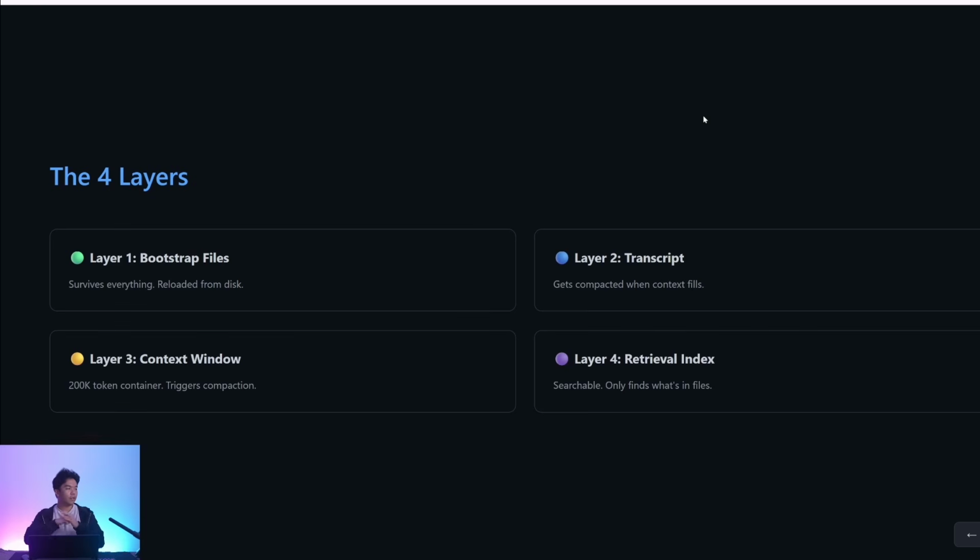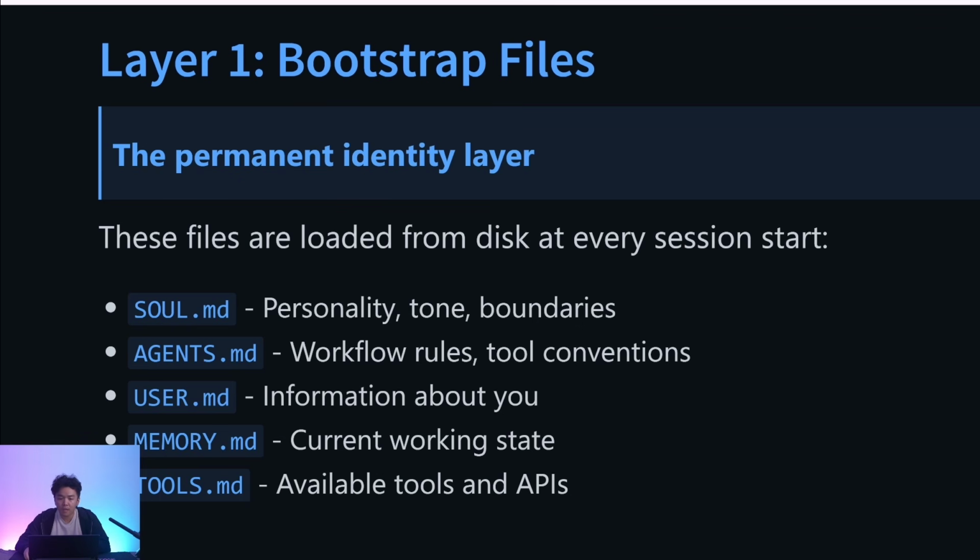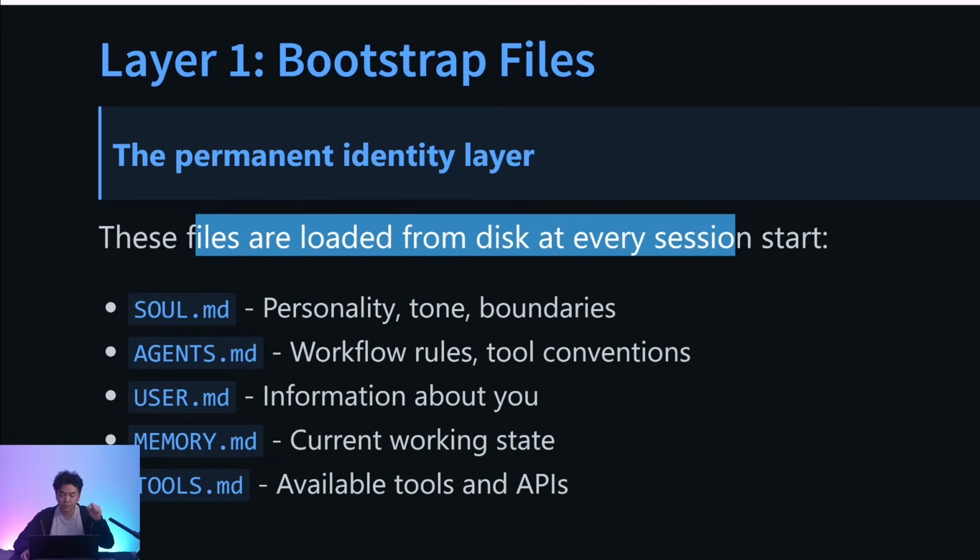So here are the 4 layers you need to know: Bootstrap files, Transcript, Context window, and Retrieval index. So let's dive into Bootstrap files first. Now, the Bootstrap files are your agent's permanent identity. And these files are loaded from disk at every session start.